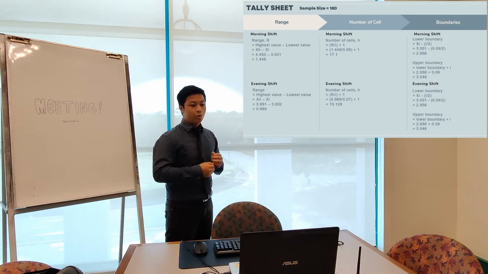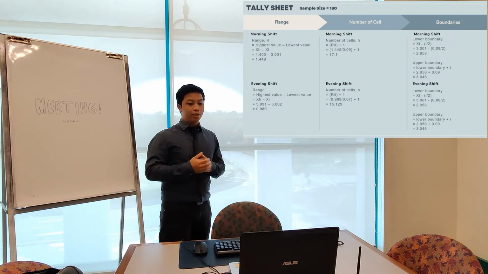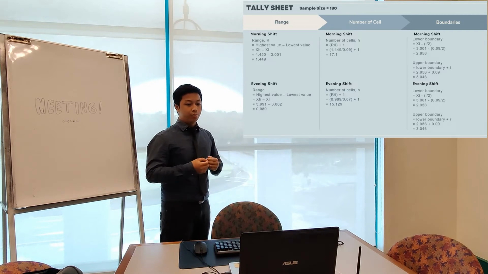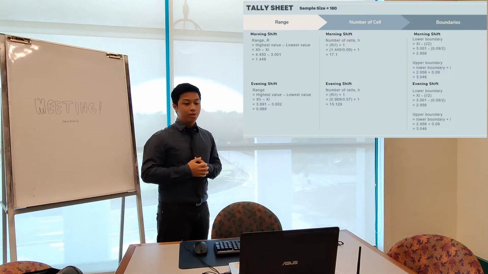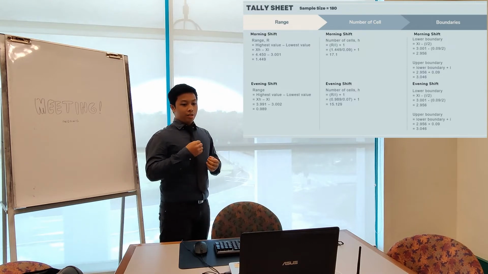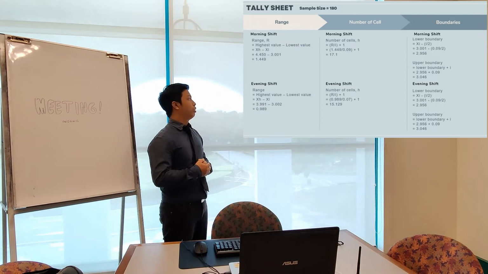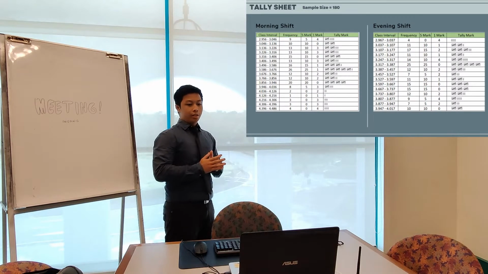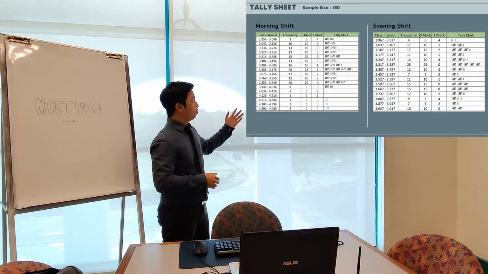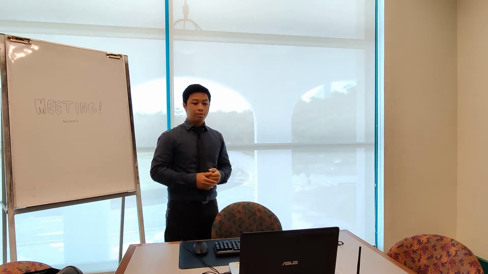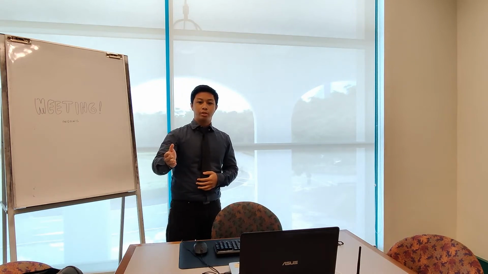After that, the lower and upper class boundaries can be calculated by the following formula: the first midpoint minus half of the interval value gives the lower boundary, and the lower boundary plus the interval value gives the upper boundary. The value of each boundary is shown in the slide. Here are the tally sheets of both shifts on Tuesday. So that's all from me. Hazim, do you want to go next?